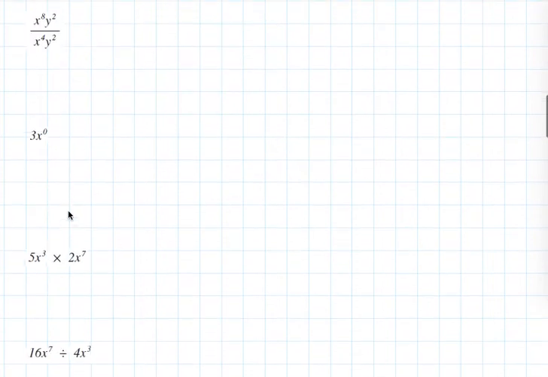Going on to the next question. Automatically the y's cancel out, and the 4 gets eaten by the 8, and you've got 4 left, so that just becomes simply x to the power of 4.